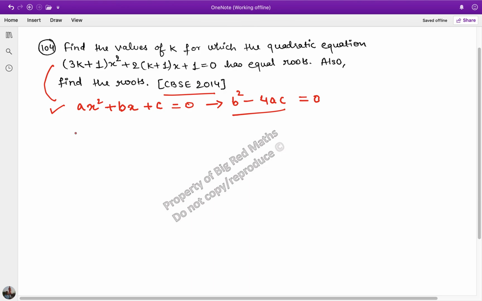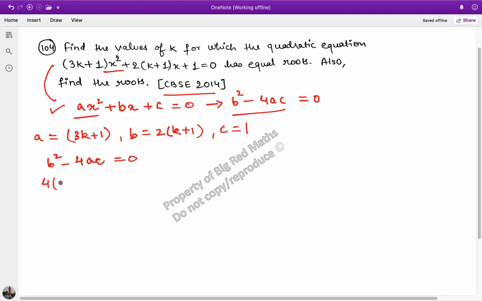Okay, so if I compare the standard form and the given equation, I get a = 3k + 1, b = 2(k + 1), and c = 1. Now if I put it in b² − 4ac = 0, what I get is 4(k + 1)² − 4 × (3k + 1) × 1 = 0.